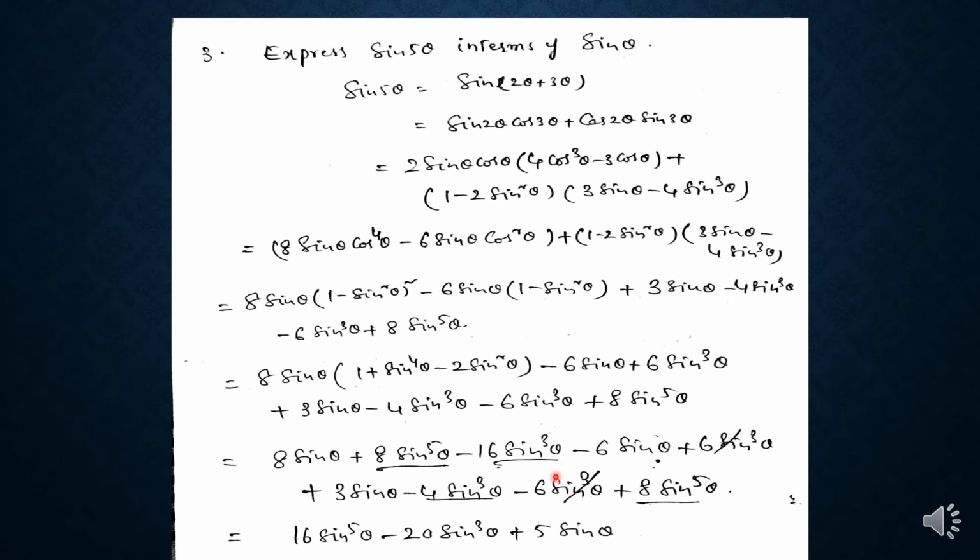So by simplifying this we will get 8 sin to the power of 5 theta plus 8 sin to the power of 5 theta, that is 16 sin to the power of 5 theta, minus 16 sin cube theta minus 4 sin cube theta, that is minus 20 sin cube theta, 8 sin theta minus 6 sin theta, 2 sin theta plus 3 sin theta, that is plus 5 sin theta. So this is sin 5 theta is equal to 16 sin to the power of 5 theta minus 20 sin cube theta plus 5 sin theta.